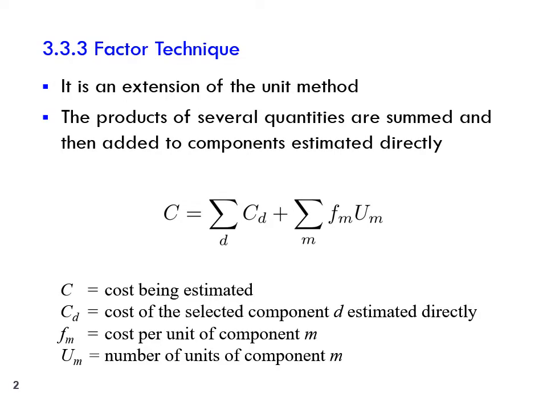So let's get started. Another cost estimation technique that we will discuss is the factor technique. This technique is an extension of the unit method. Remember the unit method from our previous discussion. In the unit method, we estimate the cost by using a per unit factor. For example, if you want to construct an apartment, a building, then we consider the per unit cost or per square meter cost of construction. And then using this, if you want to establish 1,000 square foot of building, you simply multiply this 1,000 with the per unit cost. In the factor technique, we simply extend this for products of several quantities.